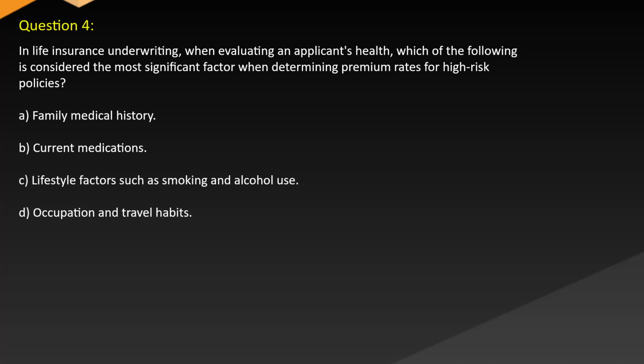Question 4. In life insurance underwriting, when evaluating an applicant's health, which of the following is considered the most significant factor when determining premium rates for high-risk policies? A. Family medical history. B. Current medications. C. Lifestyle factors such as smoking and alcohol use. D. Occupation and travel habits.